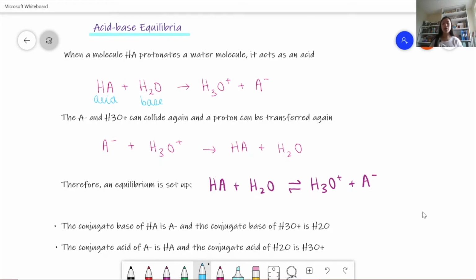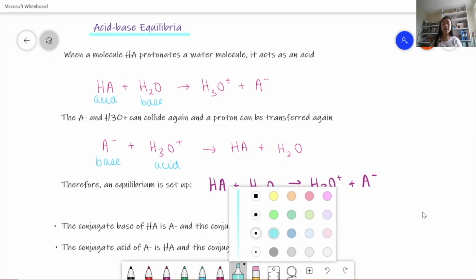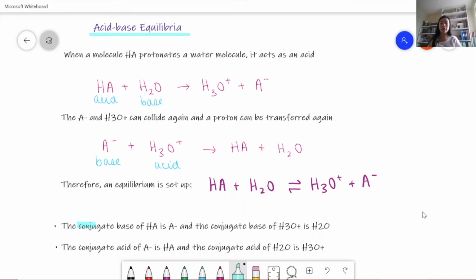The A minus and H3O plus can then collide again and a proton can be transferred again. And so in this case, we have that A minus is the base and H3O plus is acting as the acid. And so an equilibrium is set up where we have HA plus H2O on one side and H3O plus plus A minus on the other side. We call this kind of pairing conjugate pairing. And basically the conjugate base of HA is A minus.